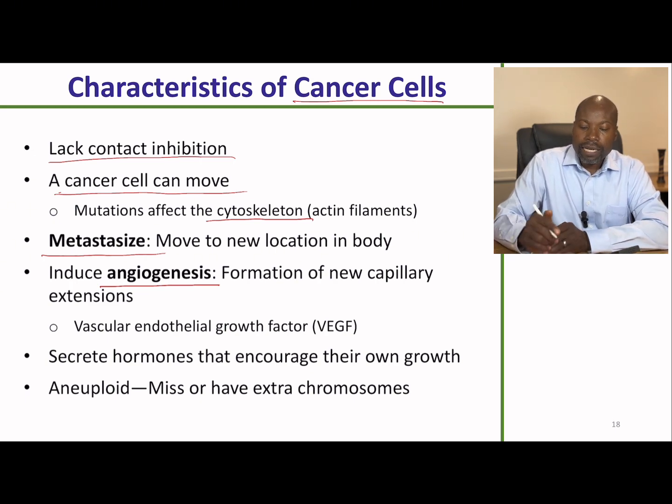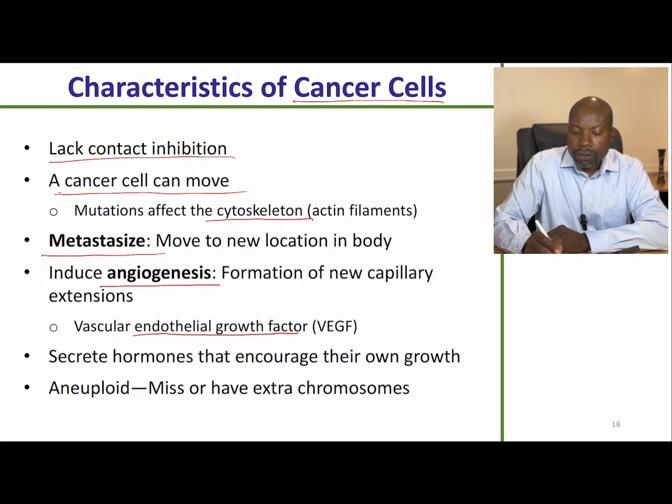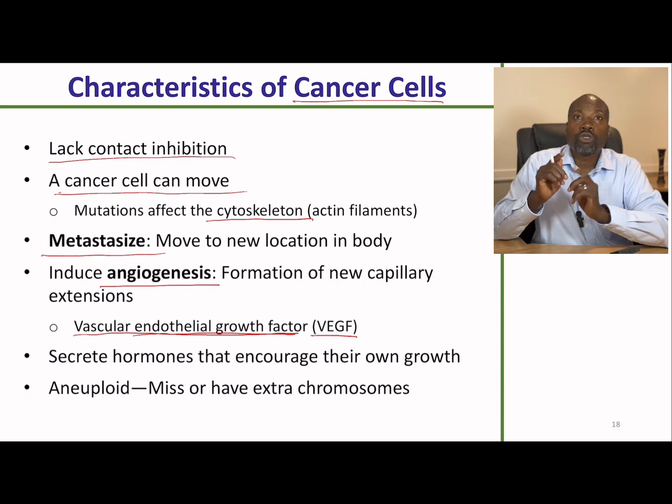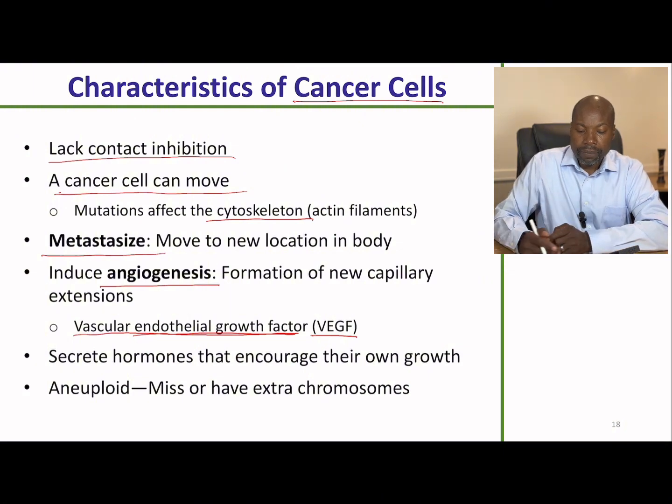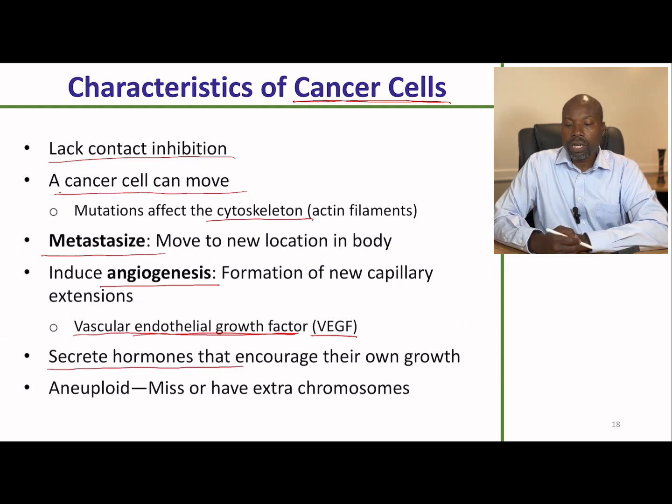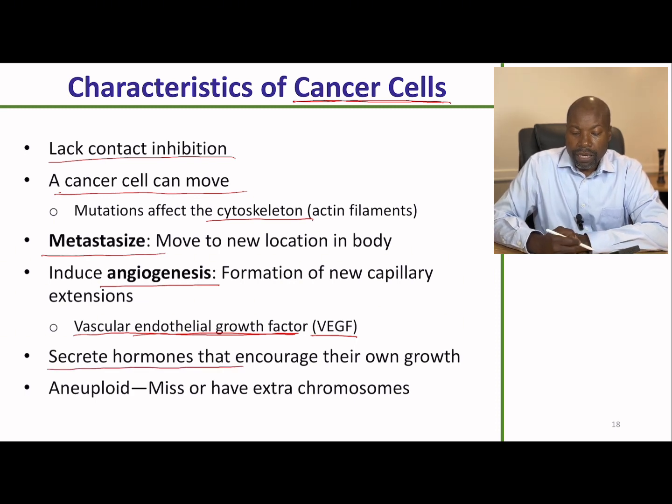Okay, you have a particular growth factor that is called the endothelial growth factor, actually the vascular endothelial growth factor, VEGF. This VEGF triggers the development of blood vessels in an area. So the other characteristic of cancer cells is that they're going to trigger the secretion of hormones, okay?